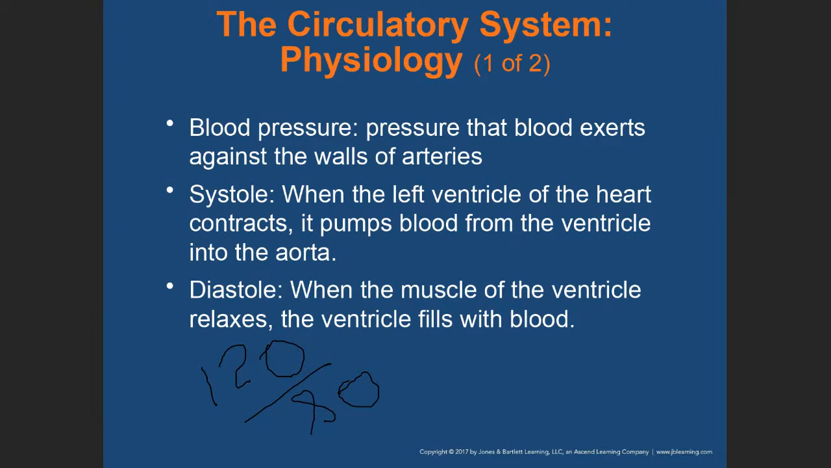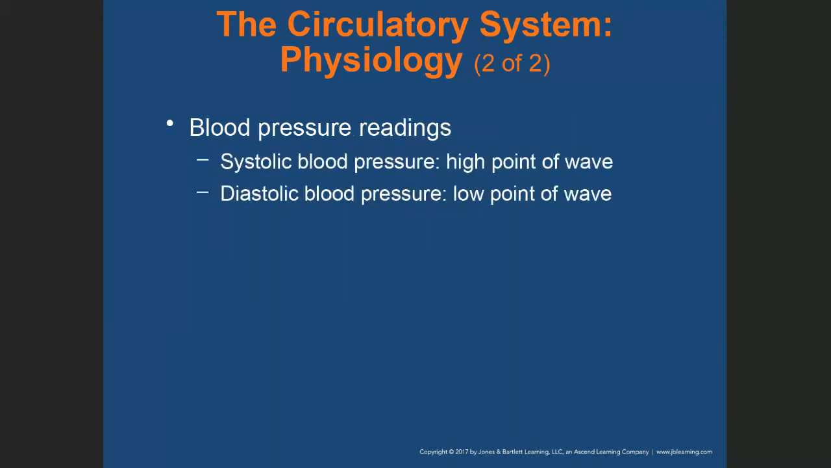Now, there's something also referred to as preload and afterload. Preload is the pressure that builds up inside of the ventricles before the ventricles contract. So when the ventricles stretch to fill with blood and that pressure starts to build up, that's the preload pressure, and that is the relaxation phase. That's where we would get diastole. The afterload pressure is the pressure inside of the aorta that the blood is moving against. So the systolic pressure is the high point of the wave. The diastolic pressure is the low point of the wave.